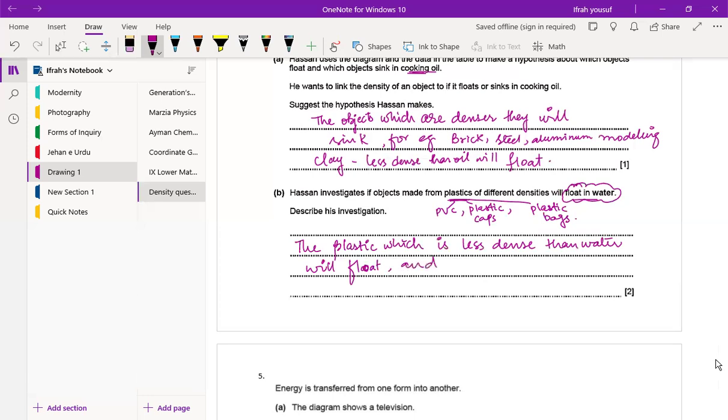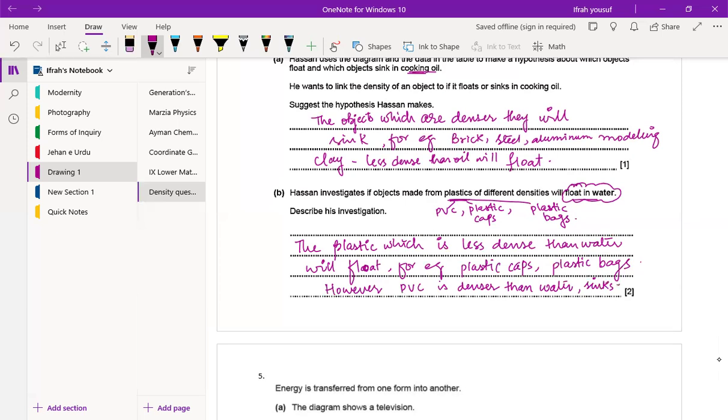And we can give examples, for example, plastic caps, right? Plastic bags, the normal bags we use, they float. However, PVC, that is the polyvinyl chloride, is denser than water, so it sinks.